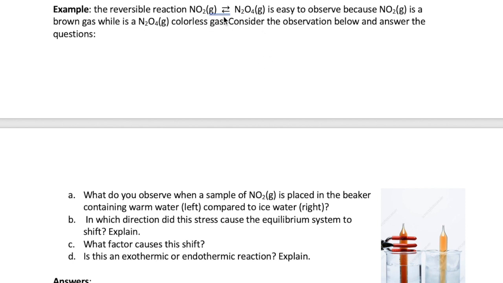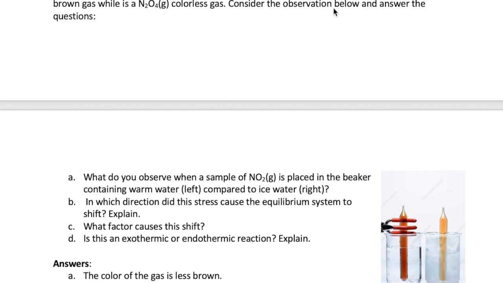You have a reversible reaction between two gases, NO2 and N2O4. This reaction is fairly easy to see in terms of which way it's going because NO2 has a brown color while N2O4 is colorless. So if you see in your container mostly a brown color, then you know that you have a majority of NO2 gas. If you see mostly a colorless appearance, then you have mostly N2O4 gas. It says, consider the observation below and answer the following questions, right?